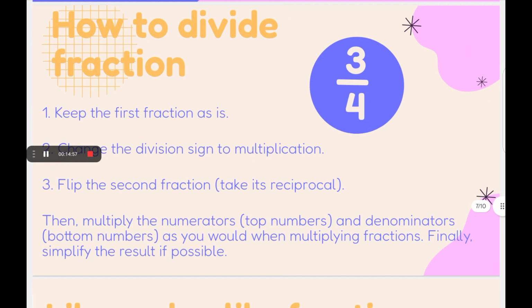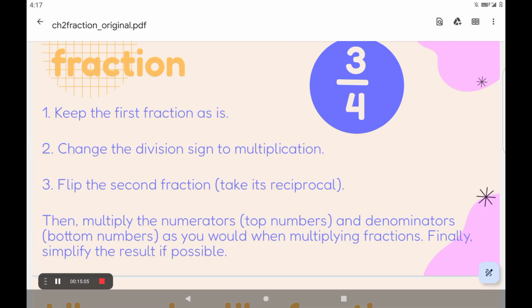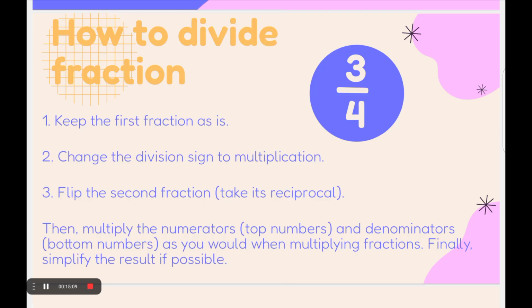Now how to divide fractions. Keep the first fraction as it is. Change the division sign to multiplication. Flip the second fraction, take its reciprocal. Then multiply the numerators, top numbers, and denominators, bottom numbers, as you would when multiplying fractions. Finally, simplify the result if possible.